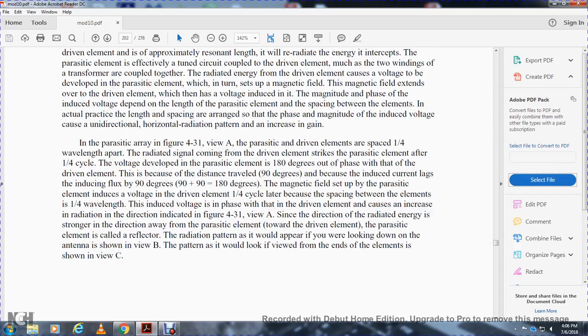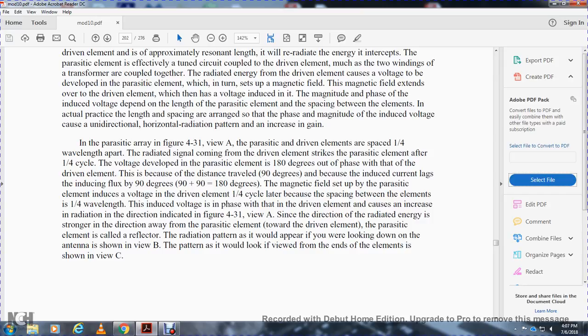In the parasitic array in figure 4-31 view A, the parasitic element and driven element are spaced 1/4 of a wavelength apart. The signal from the driven element reaches the parasitic element after a quarter cycle, and the voltage developed in the parasitic element is 180 degrees out of phase with the driven element. The distance causes a 90 degree lag, and the induced current lags the induced flux by 90 degrees. 90 plus 90 is 180 degrees, and the magnetic field set up with the parasitic element is induced. The voltage is then driven back to the driven element 1/4 of a cycle later, because of the 1/4 wavelength spacing.